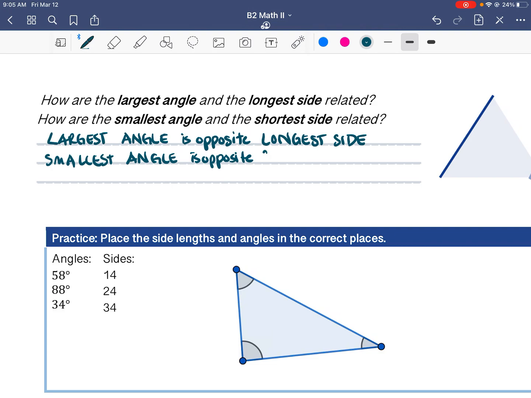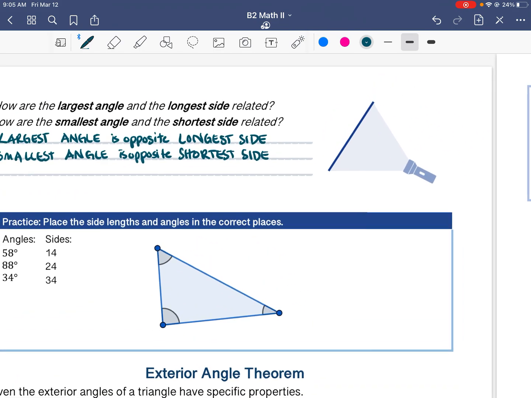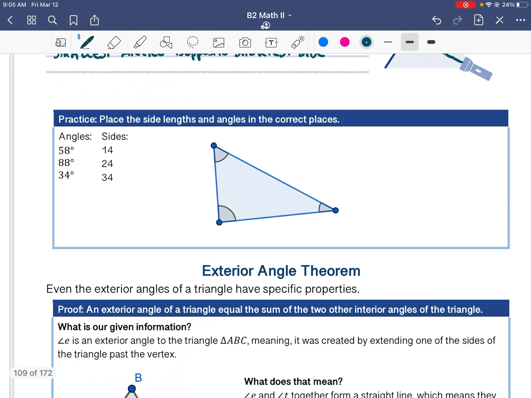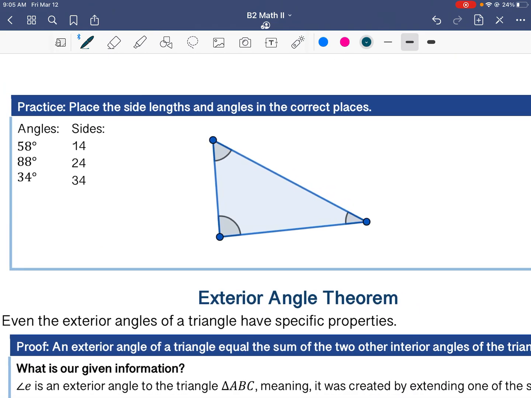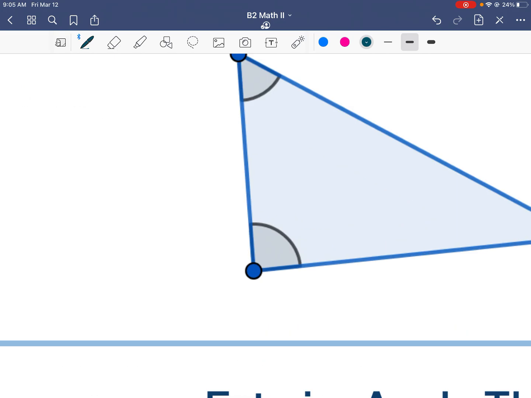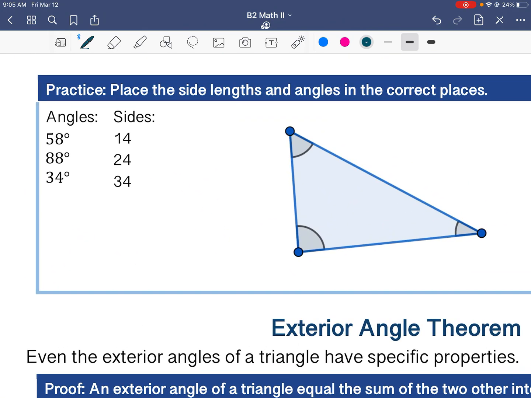Is opposite the shortest side. And so this is that opposite relationship where the angle is sort of shining as a flashlight onto its opposite side. So this little activity is just placing these angles and the sides in the correct places.